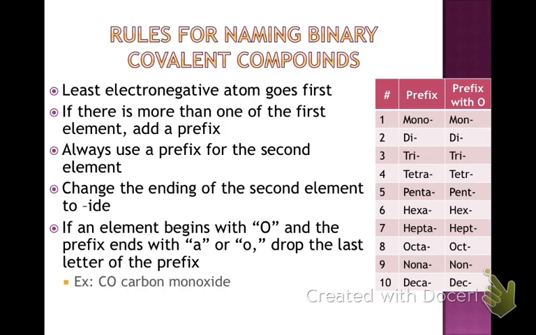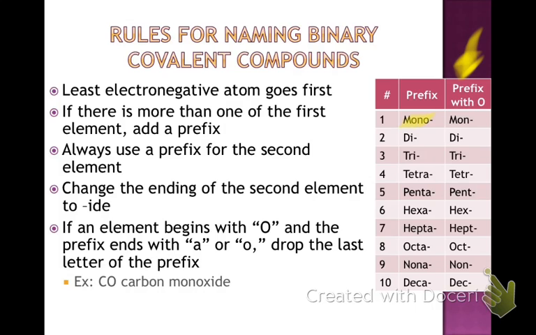Next, if an element begins with O and the prefix ends with A or O, drop the last letter of the prefix. The example here is CO, which is carbon monoxide. Typically we would actually have, if we kept that O, monooxide, meaning two O's in there. So I filled in the rest of the table for you, and make sure that this gets filled in on your notes as well.